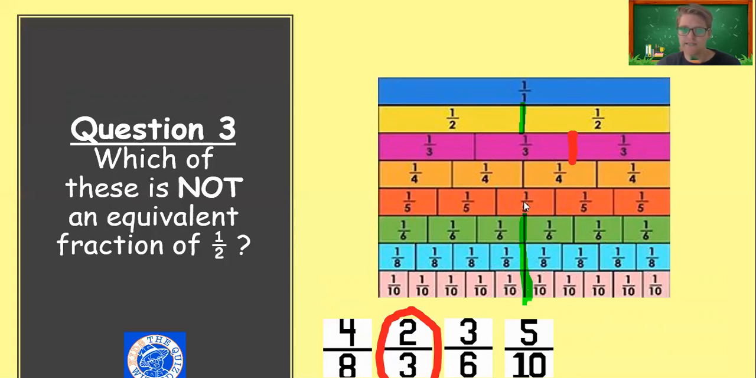4/8 is exactly the same amount as 1/2. And 5/10 is exactly the same amount as 1/2. If we go to the thirds, if we count 2/3, 1, 2, we can see that actually 2/3 is greater than 1/2. Okay, so I hope that fraction rule helps to show you that more clearly. So the answer was 2/3.